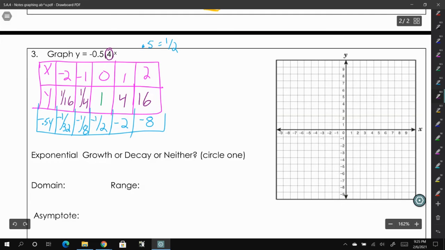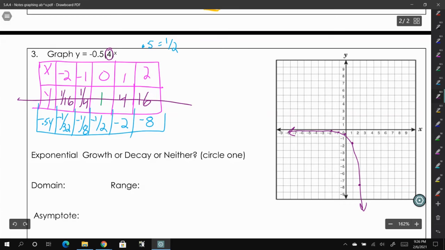So now let's plot this. Cross off the middle row. Negative 2 comma negative 1/32. So really close to 0. Negative 1 comma negative 1/8. Still close to 0. 0 comma negative 1/2. 1 comma negative 2. And 2 comma negative 8. So our graph looks like this.